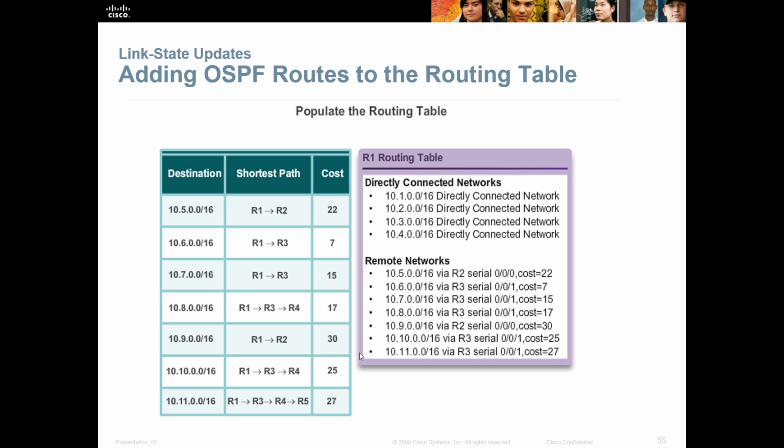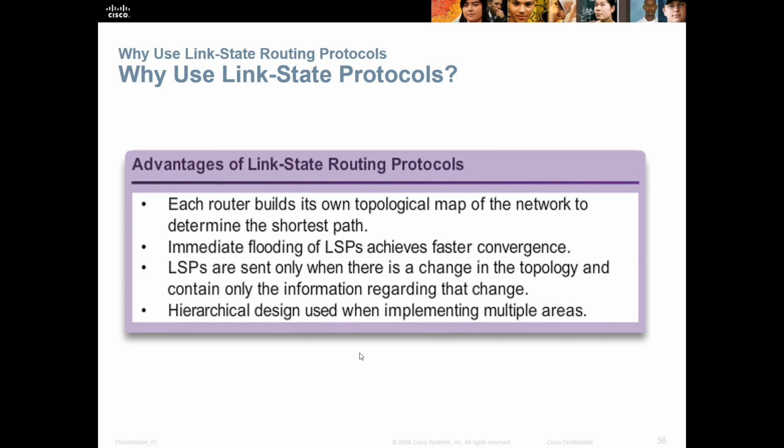The routing table will then add the shortest path networks to the routing table, because they're going to be the primary links. It only keeps the best path in the routing table. So the advantages of using link state is it knows all of the networks, though it will immediately flood LSPs for faster convergence, and LSPs are only sent when there is a topology change. So this type of hierarchy design is good for implementing multiple areas.